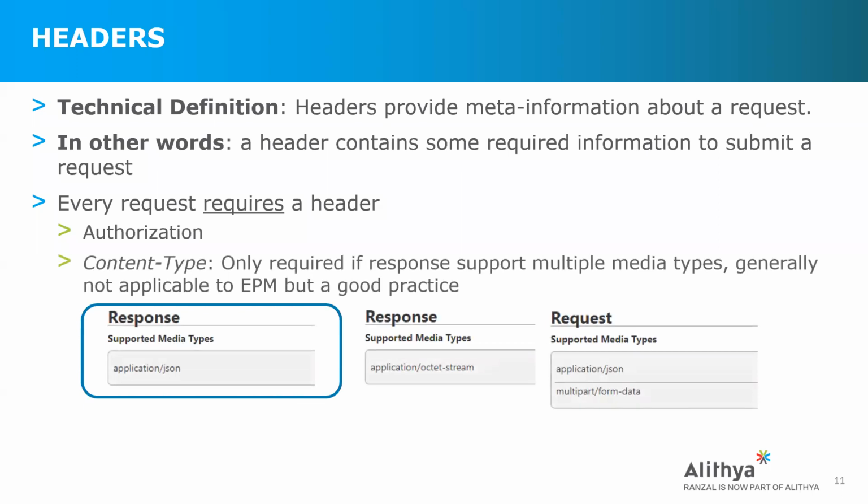A second portion of requests, particularly around post, is the content type. So in general, within the EPM space, almost all of our content types are application/JSON, the one that I've got circled there on the left. There are others that go across different things that we use within the REST API, but the overwhelming majority of our content type is going to be application/JSON. And here's a little link you can follow to get more information about headers.